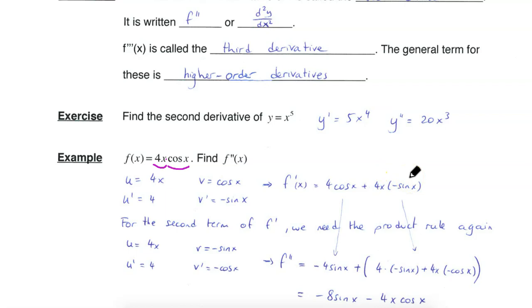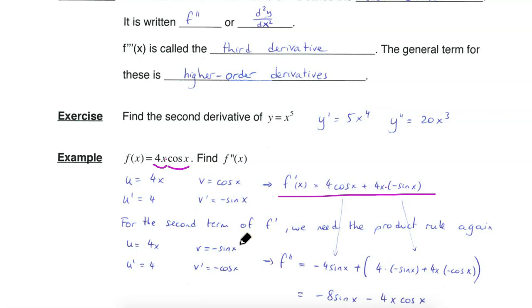Great, we just need to do that a second time. The second derivative is finding the derivative of that. And in fact, the derivative of 4 cosine x is going to be easy. That's just 4 times negative sine x. So it's right here immediately. But it's a little bit more tricky with the second term, because that itself is a product. Again, it's 4x times negative sine x. So we need to use the product rule again for that part. So this time u is 4x and v is negative sine x. So I did that here.